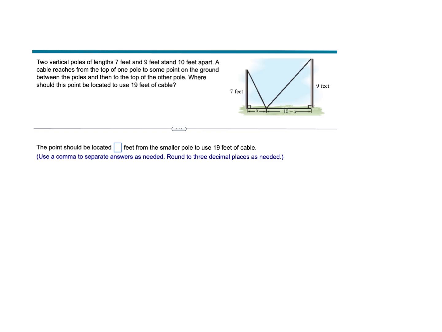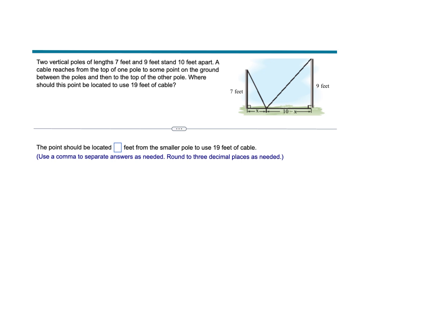Here it says, two vertical poles of length 7 feet and 9 feet, so we see them in the picture here, 7 feet here, 9 feet here, they're vertical, stand 10 feet apart. So this whole distance from here to here is 10, and I'll talk about this labeling on the bottom in a second.